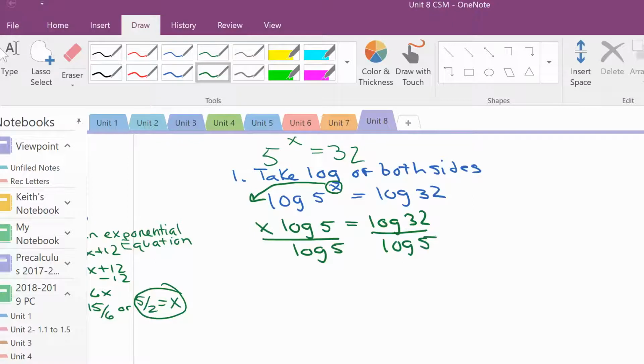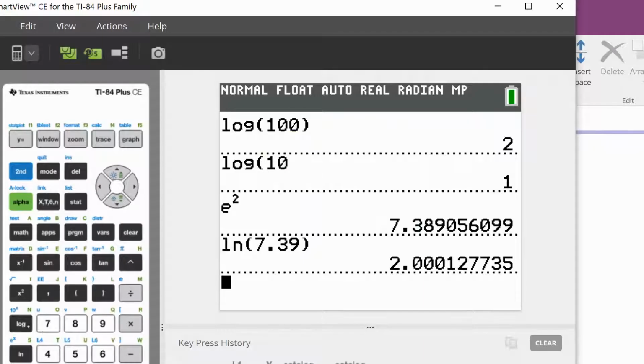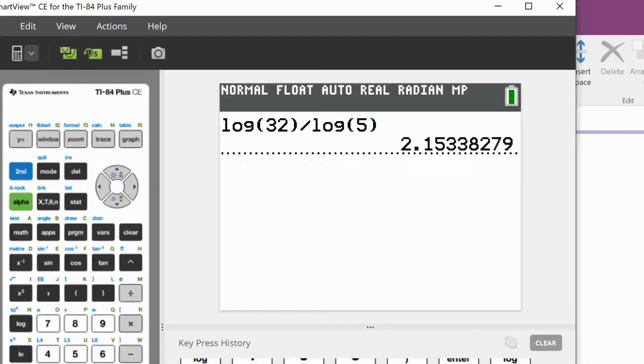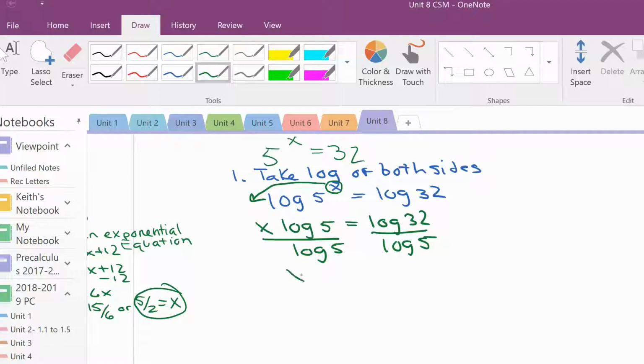So when you do this on your calculator, let's clear it, you're going to go log 32 and then divided by log 5. And it gives you 2.15 approximately. And that is your answer.